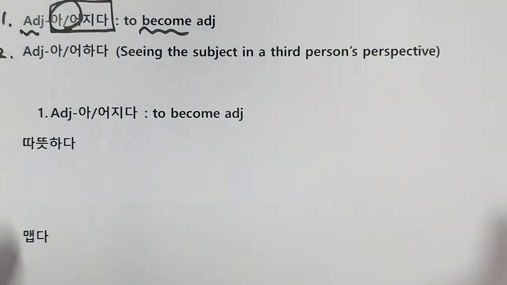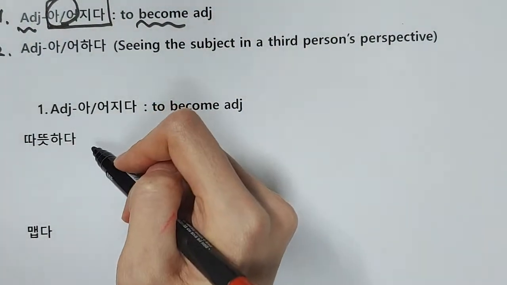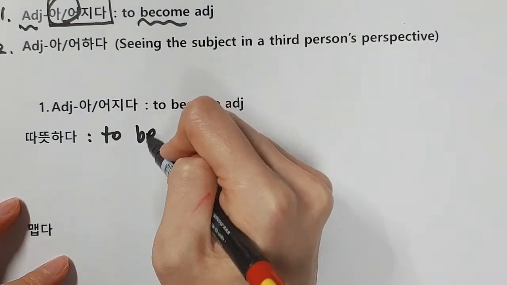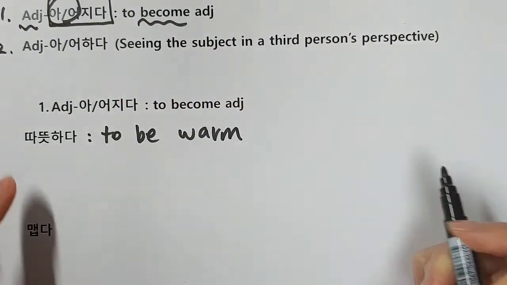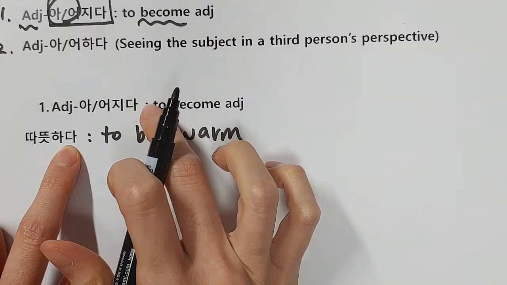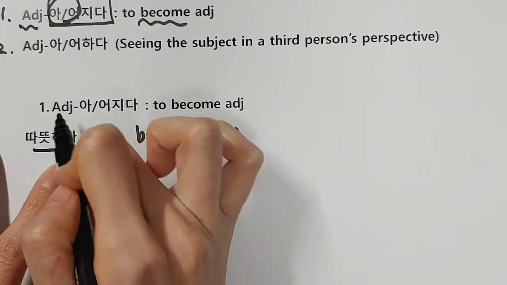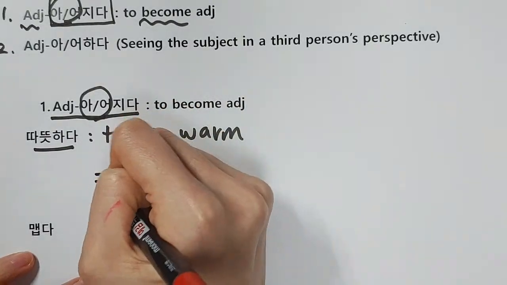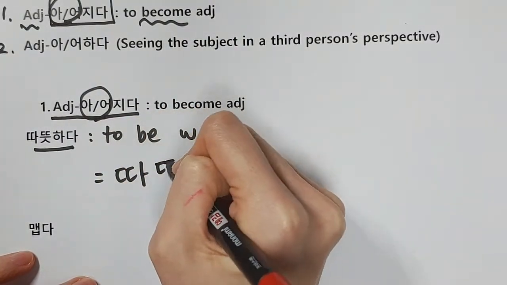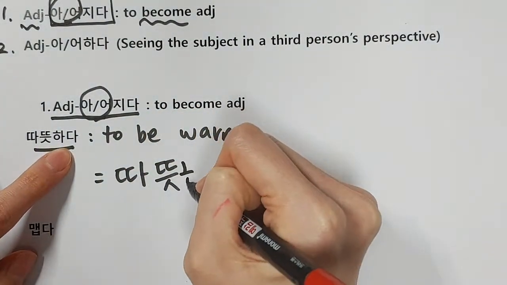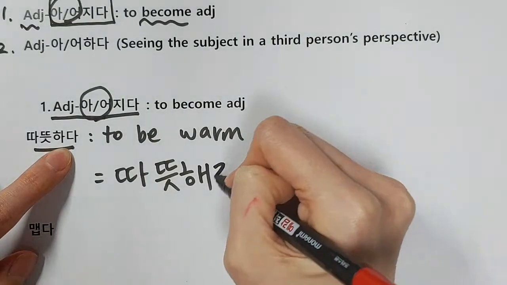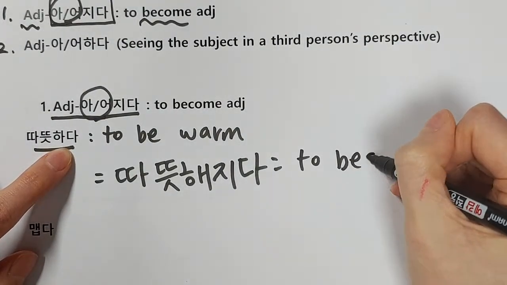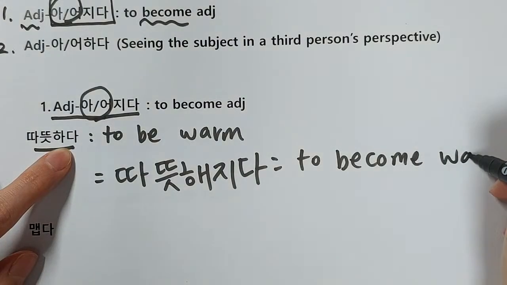Okay. So 따뜻하다. 따뜻하다 is an adjective, right? It means to be warm. And if you want to combine 따뜻하다 with 지다, you can simply conjugate the adjective in its present form and then put 지다, which would become 따뜻해, right? 따뜻해지다. And this would mean to become warm, right? It wasn't warm before, but now it is.